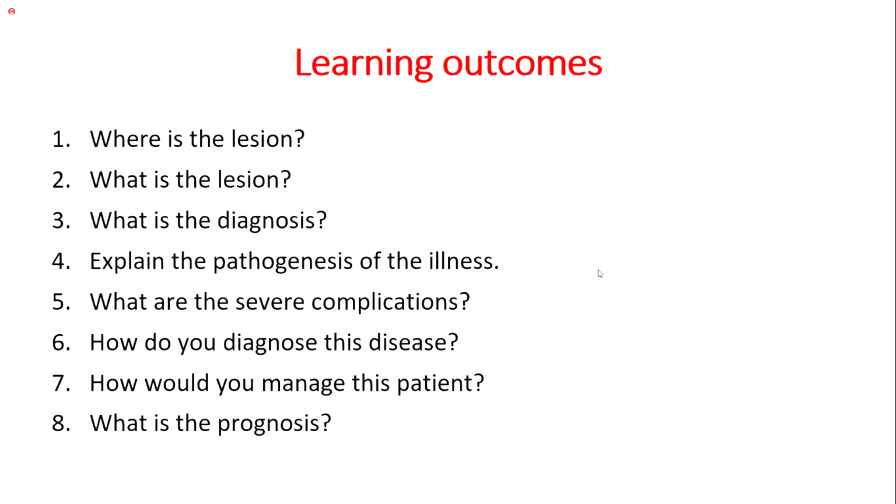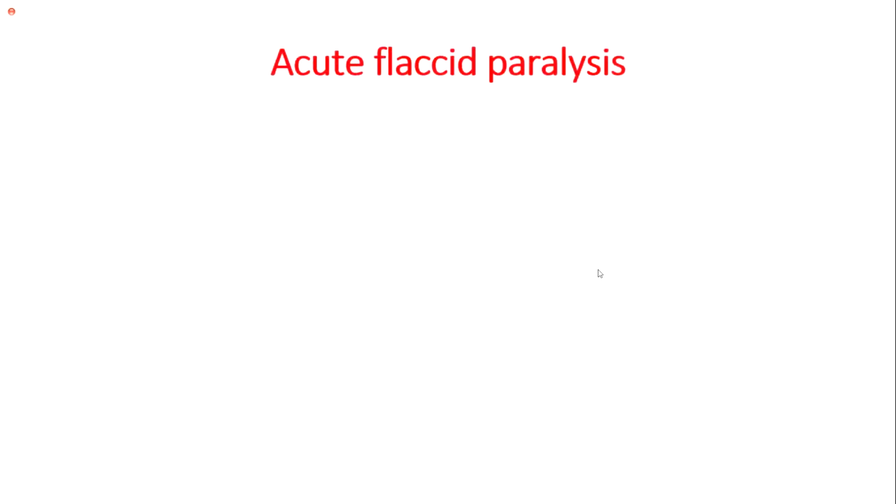So this is the same case history I will present to you at the end of the lecture. And at the end of the lecture, if you can answer these 8 questions, then you have learned what you need to know. Okay. So let's start. Acute flaccid paralysis. The term itself is only a descriptive term. It is not a name of a disease. It is a description of a presentation, a clinical presentation.